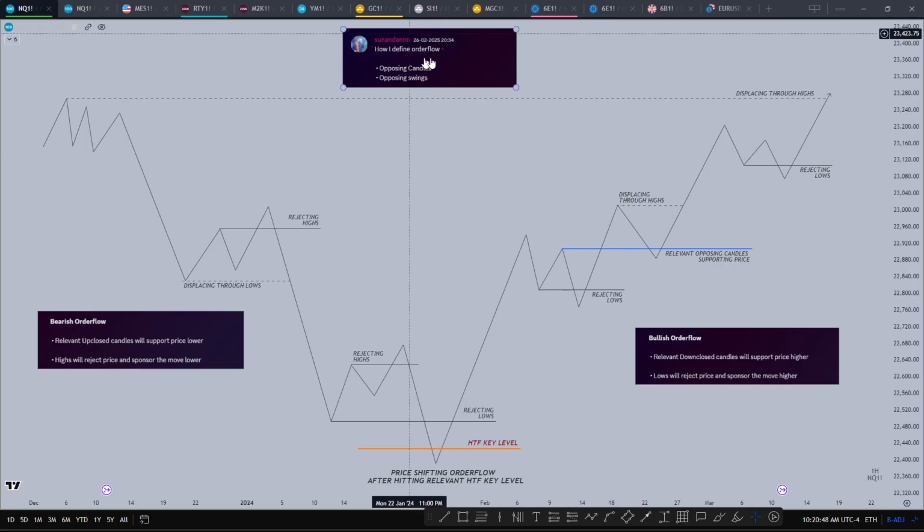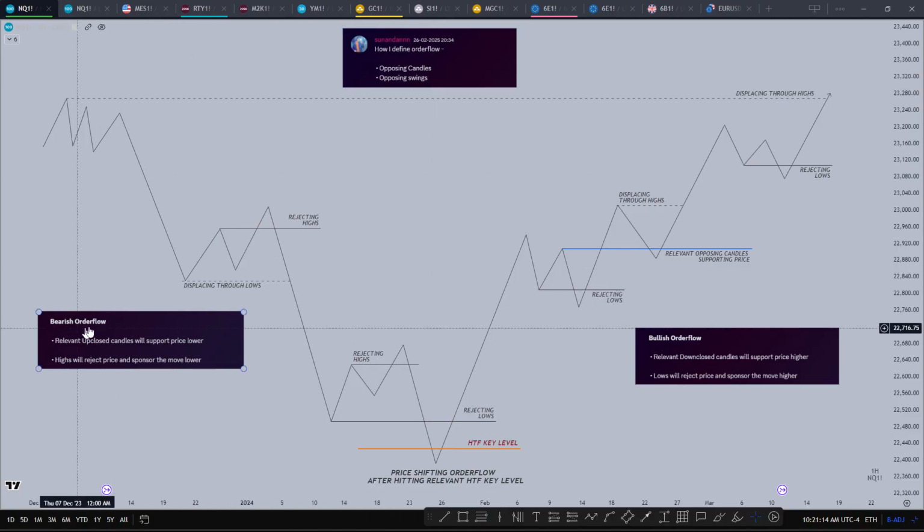I have gone over order flow in the expansion video, I guess, but not in that much depth. How I define order flow is using opposing candles or opposing swings. Okay, take an example. Bearish order flow. Only two order flows, bearish or bullish, right? Two ways I can frame order flow: opposing candles and opposing swings.